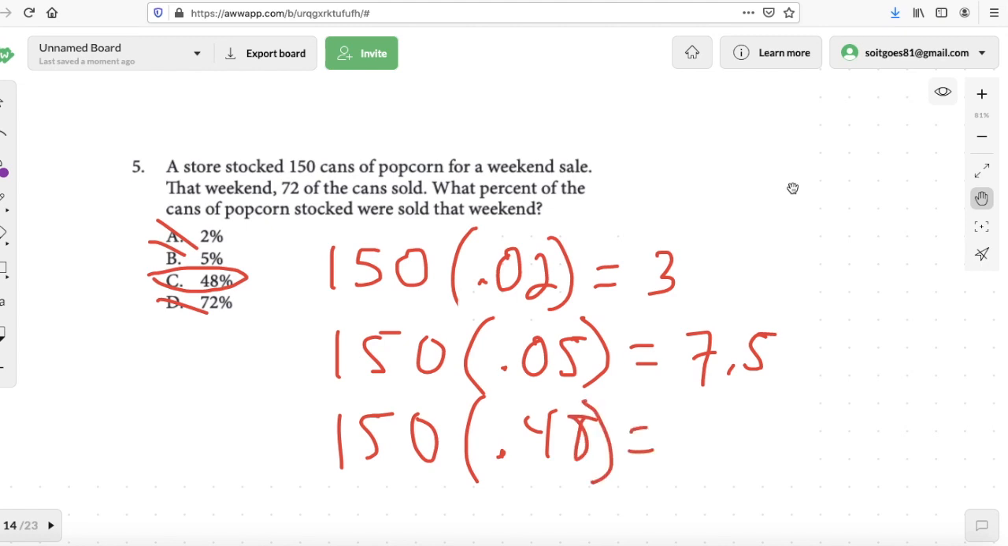What's that? 72. 72, bingo. We can confirm it. That's it. I mean, we can multiply 150 times 0.72, and we'll get something bigger than 72, which is silly. Again, it's not bigger than half of 150. So, any questions about that? Nope. I still like the basic estimation, the basic logic approach. You don't have to get technical. It's the best way to do it.